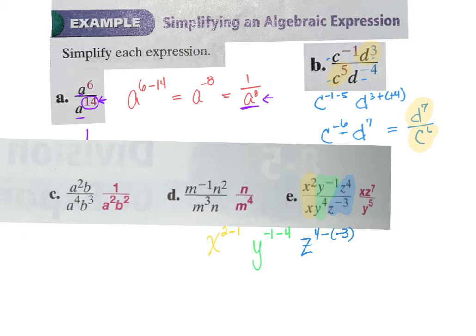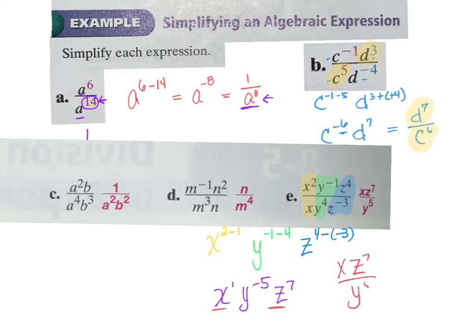And so for our x's, 2 minus 1 gives us just x to the 1st power. Negative 1 minus 4 is negative 5. And 4 minus a negative 3 is 7. So if we look at this one, we're going to have 2 positive exponents. That's our numerator. And we're going to have 1 negative exponent. That's our denominator. That should have been a z.